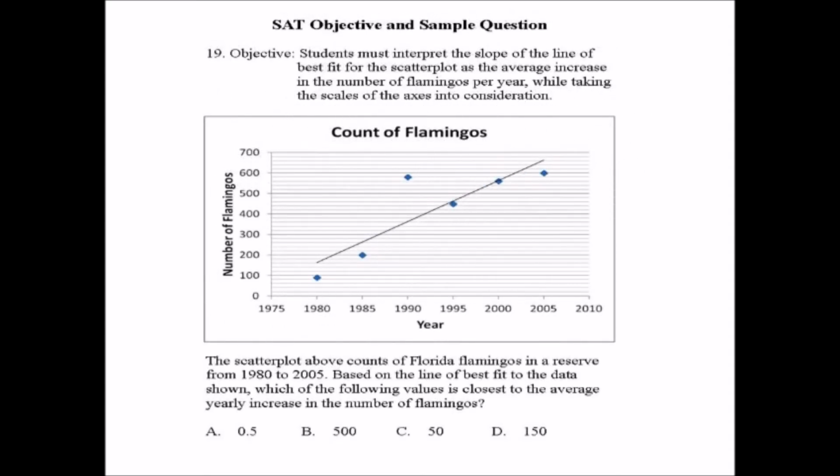And we move on to number 19. The scatter plot above counts of Florida flamingos in a reserve from 1980 to 2005. Based on the line of best fit to the data shown, which of the following values is closest to the average yearly increase in the number of flamingos? A, B, C, or D? Boy, they love to throw scatter plots at you. So you must know how to deal with information based on these types of graphs.